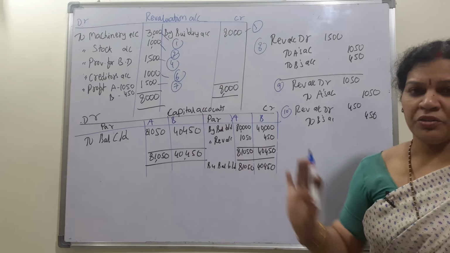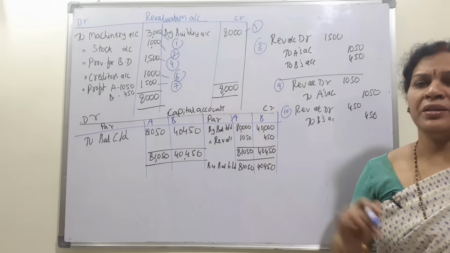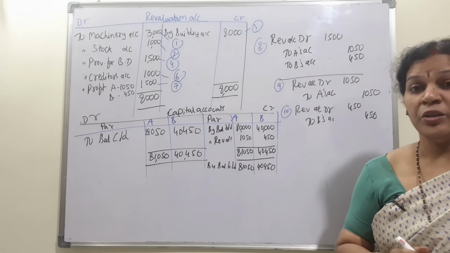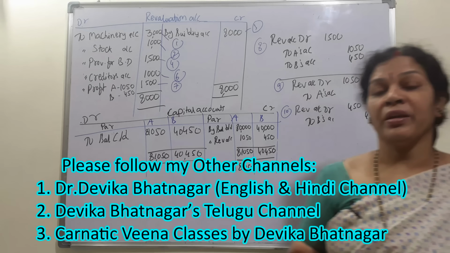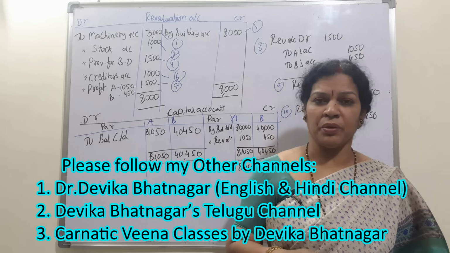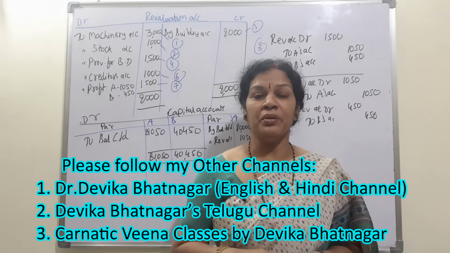Simple revaluation: if you know journal entries, by looking at the revaluation account you can make out and write the journal entries. Simple one, this one. And in the coming classes, we'll see some more problems. Step by step, if you go, you will not have any doubts at all.